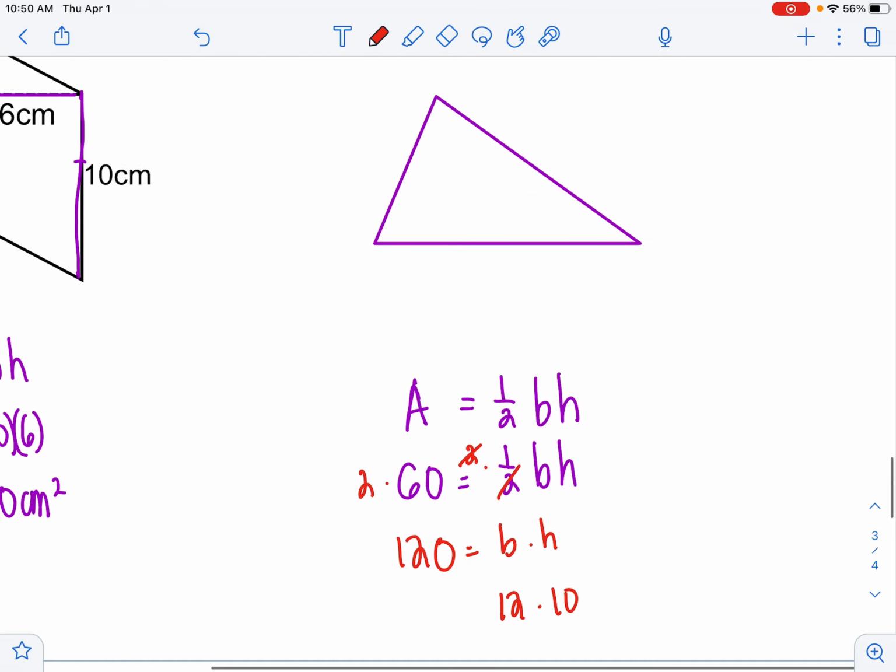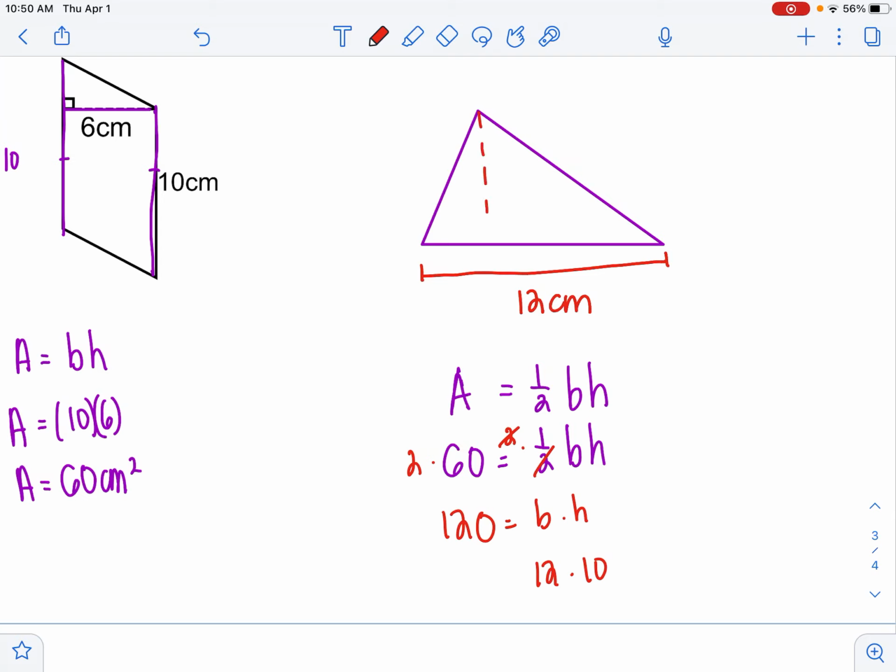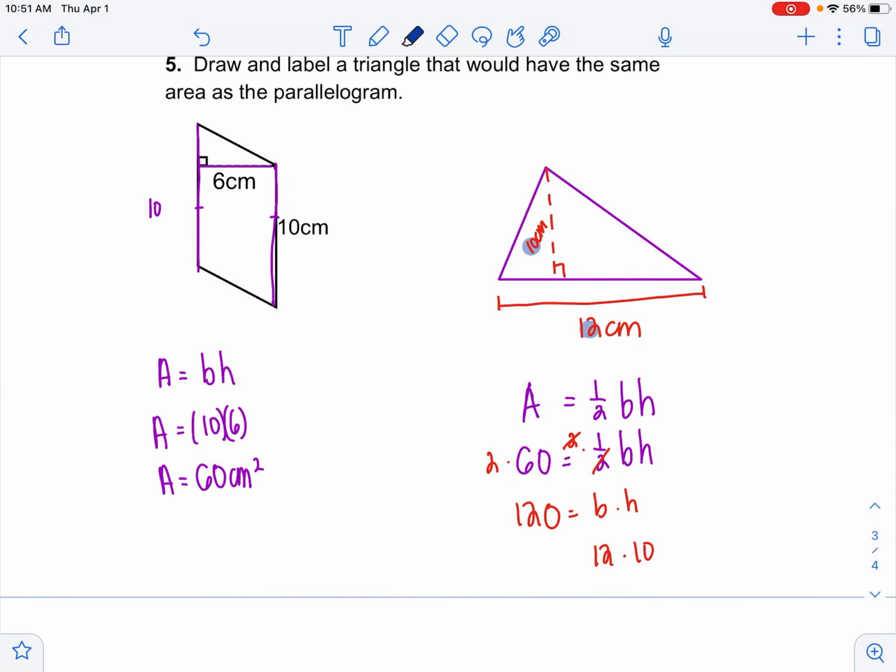So I'm going to draw that on my triangle. I want a base of 12. So I'll draw my base being 12 centimeters. And then my height, which is not drawn in, so I'll draw it in perpendicular, is 10 centimeters. So what has to be true is that these two numbers have to multiply to give me 120. So if those two numbers on yours multiply to give you 120, it worked. All right, that's it.